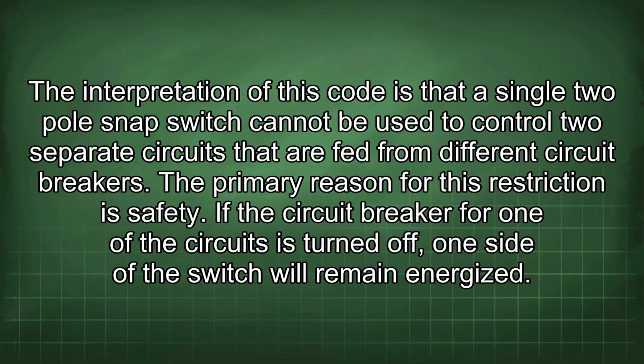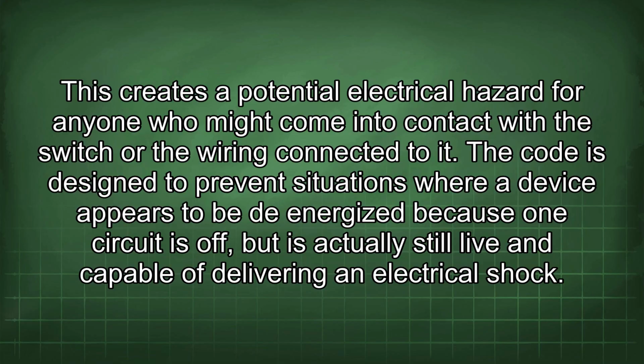The primary reason for this restriction is safety. If the circuit breaker for one of the circuits is turned off, one side of the switch will remain energized. This creates a potential electrical hazard for anyone who might come into contact with the switch or the wiring connected to it. The code is designed to prevent situations where a device appears to be de-energized because one circuit is off, but is actually still live and capable of delivering an electrical shock.